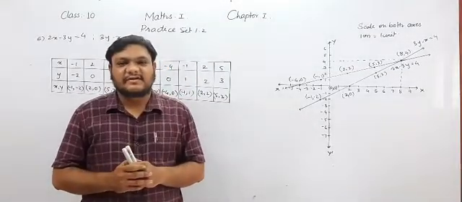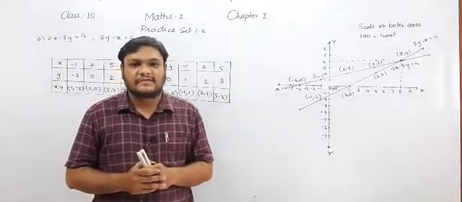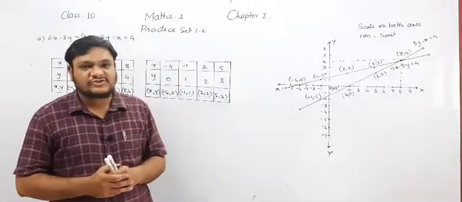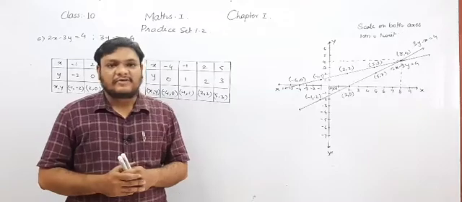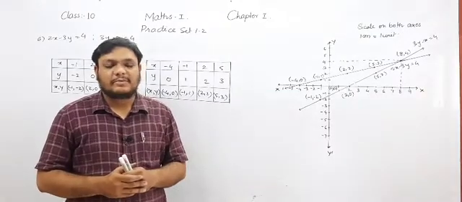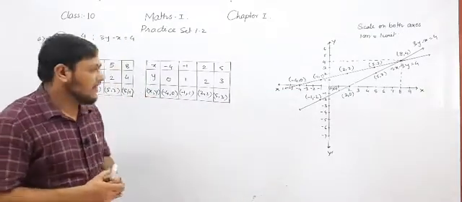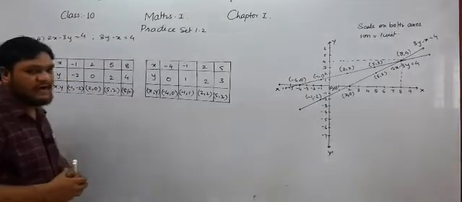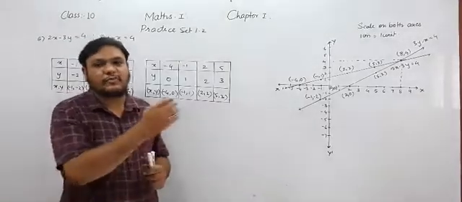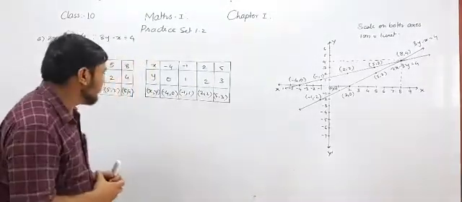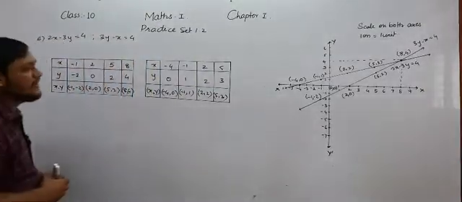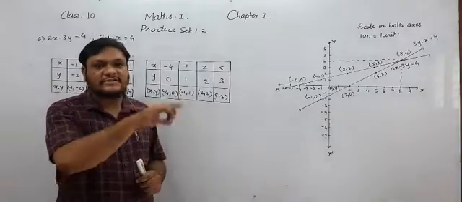In the previous lecture, we have studied the graphical method of solving the simultaneous equations. We discussed in detail the procedure to solve simultaneous equations by the graphical method. We have to find four ordered pairs, plot the points on graph paper by drawing the x-axis and y-axis, and see whether all the points are collinear or not, and then draw a straight line passing through those points.